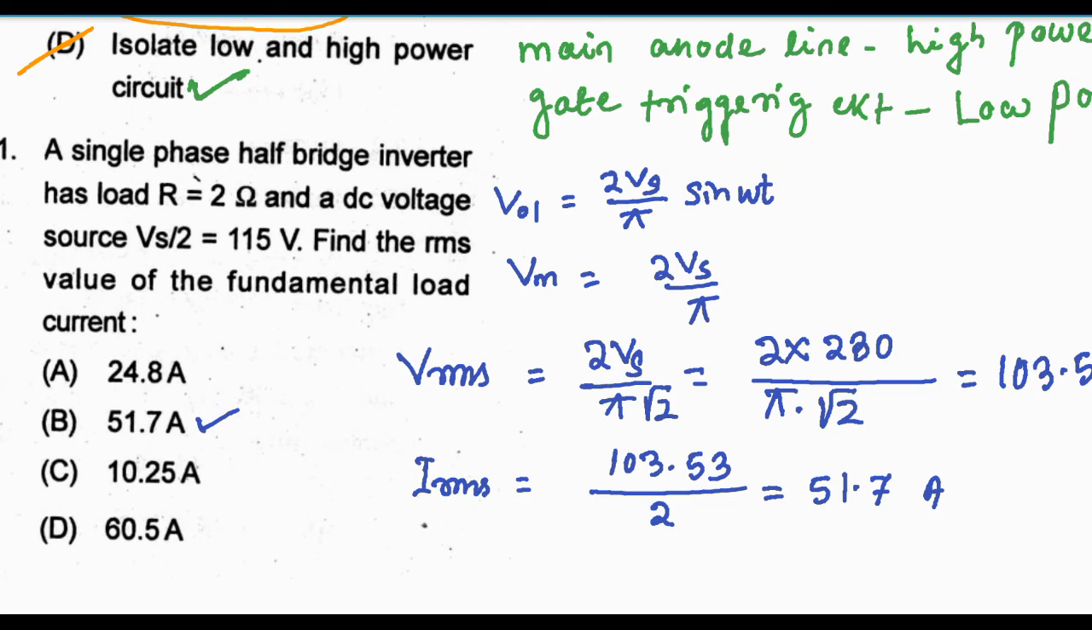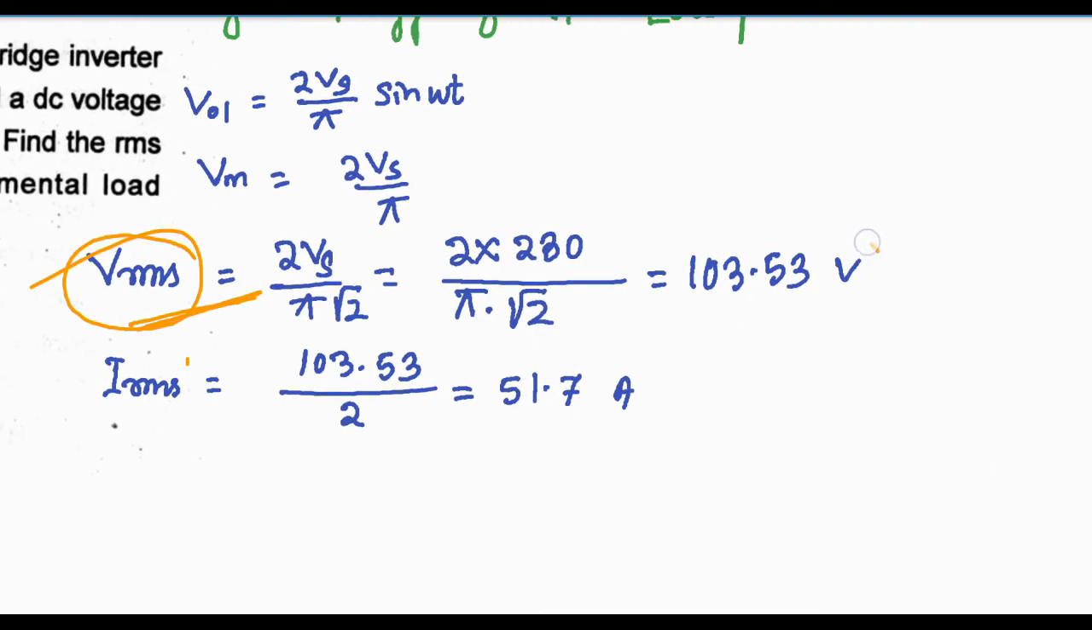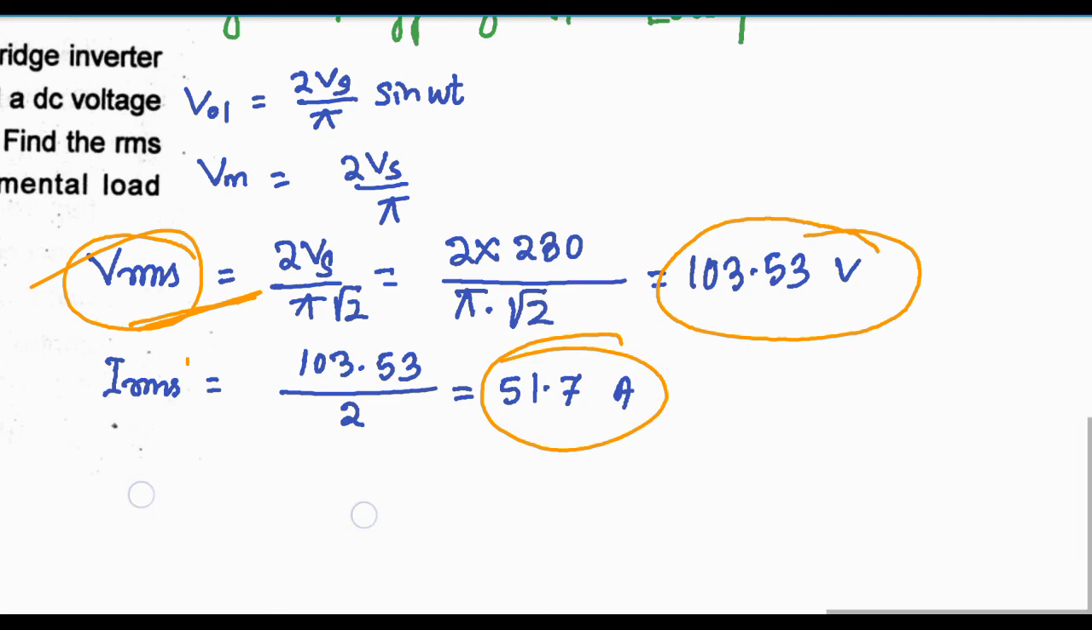2 Vs by pi sin omega t. So here Vm is equal to 2 Vs by pi. What is Vrms? Vrms value is 2 Vs by pi by root 2. So here what will be IRMS? This value by the resistance, that is 2. If we calculate this one, VRMS will be 103.53 and IRMS will be 51.7 ampere.